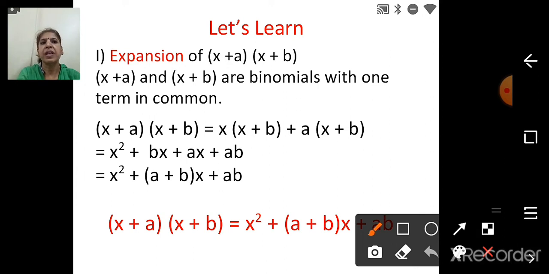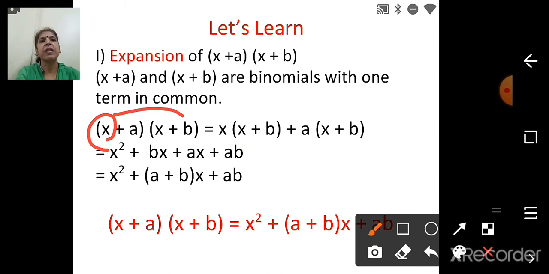So we will see first how this formula is derived. We are multiplying x plus a, the whole bracket, with x plus b. This also we have learned in the previous standard, that we are multiplying a binomial with a binomial. So what we will do is, we will split the first binomial, that is x multiplied by the full bracket x plus b, that is x multiplied with x plus b, then a multiplied with x plus b.